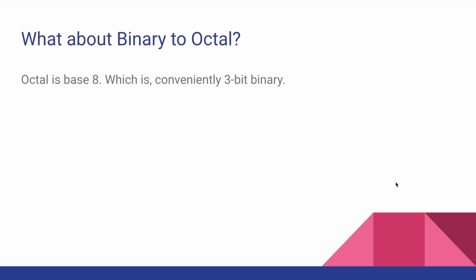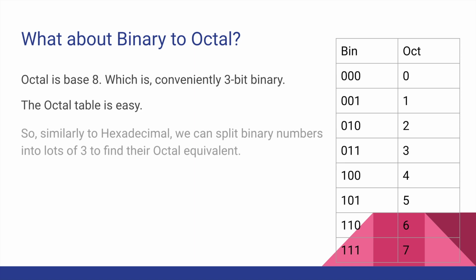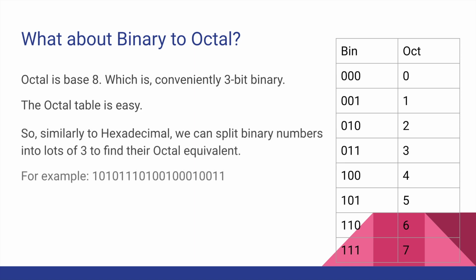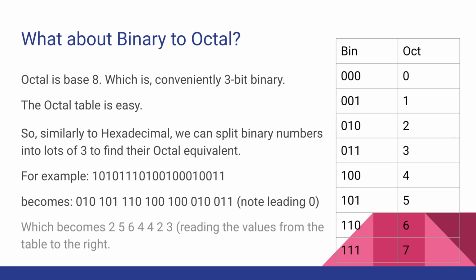What about binary to octal? Well, octal is base 8, which is conveniently 3-bit binary. The octal table is very similar to the hexadecimal table, but easier because it's only 3 bits long. So you start at 000 and you finish at 111. So when I create my octal table, it looks like that very simple table on the right hand side.